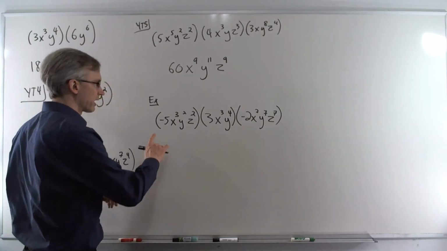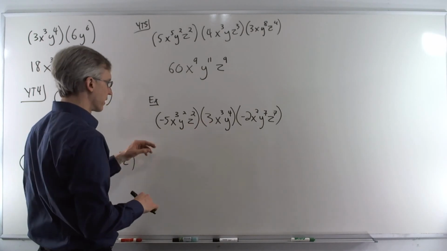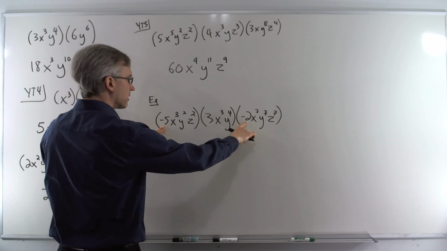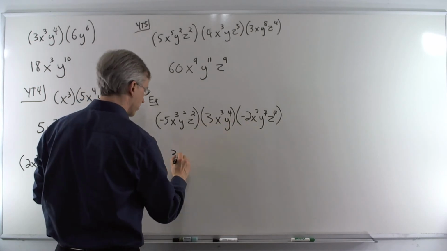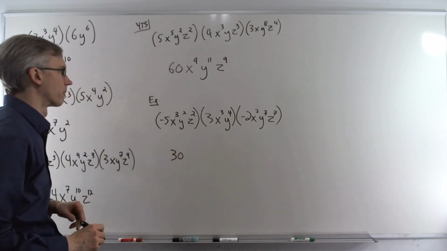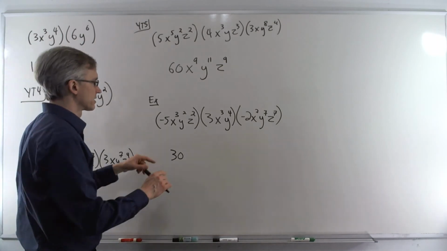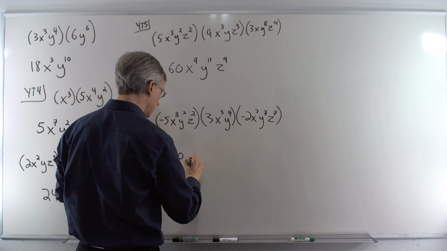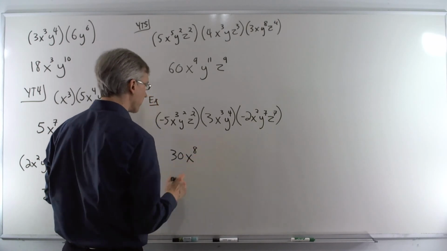Now this one, you got some negative coefficients. You've got to be careful when we multiply these. Got a negative times a negative, that'll be a positive. So positive 10 times 3 is 30. So we get 30 out front. All right, now we'll combine the x's. Got 3 here, and 2 here. Add them all up, and that's 8. So that's x to the 8th power.